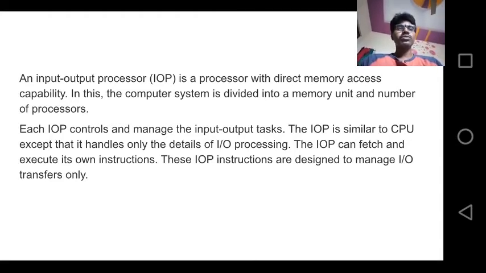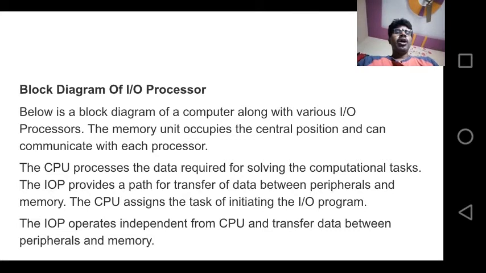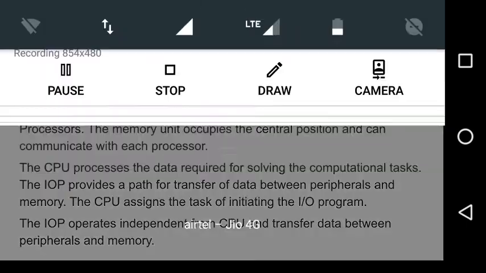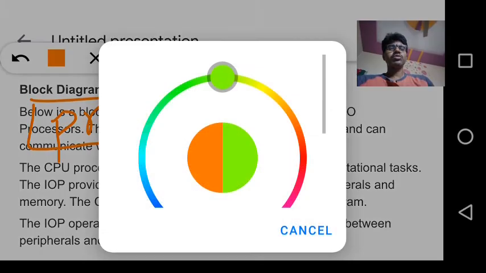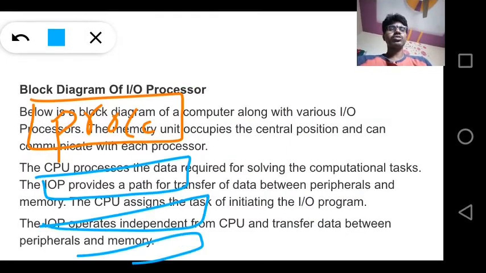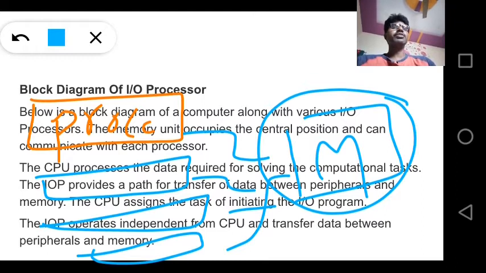Now, let's see the block diagram of an IO processor. We'll see the block diagram of a computer along with various IO processors. The memory unit occupies the central position and can communicate with each processor. So what's happening here? If this is my processor and these are IO processors, all are competing for memory.